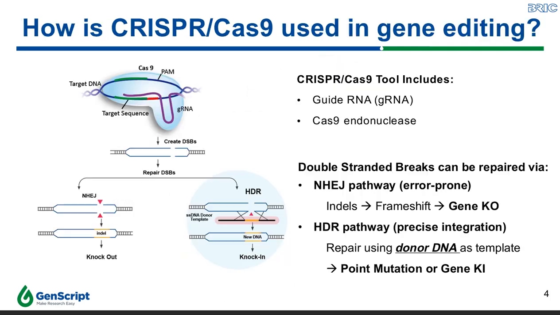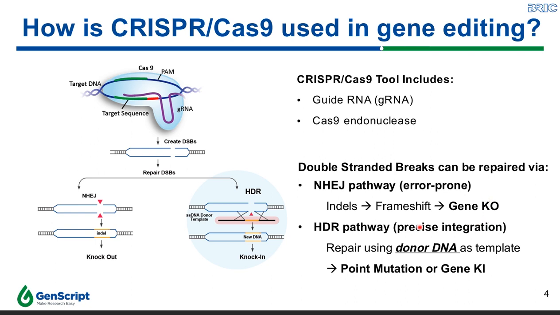The double-stranded break can be repaired through two different pathways, a non-homologous end joining pathway and a homology-directed repair pathway. In brief, when there is no DNA donor template, the repair is carried out through the error-prone non-homologous end joining pathway, in which random nucleotides around the break are deleted, resulting in indels that cause a frameshift, which subsequently leads to gene knockout events.